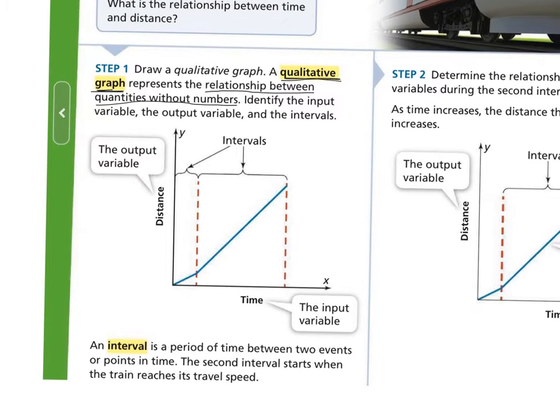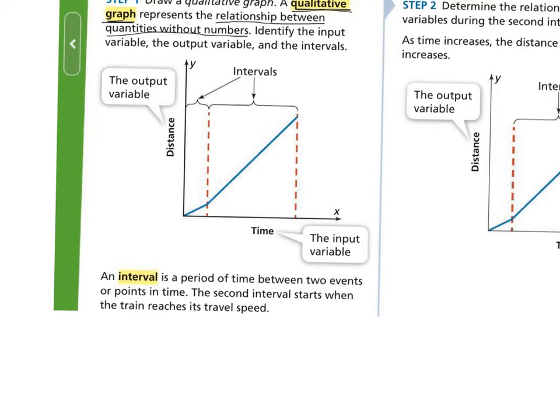Alright, so when we go to sketch this, first of all we need to label the x-axis and the y-axis. If time is involved, almost 100% of the time it's going to be the x-axis, because time doesn't care what's happening otherwise. Time will continue on. So time is the x, the distance is the y here. And another word we're looking at in this lesson is interval. So interval is a period of time between two events or points in time.